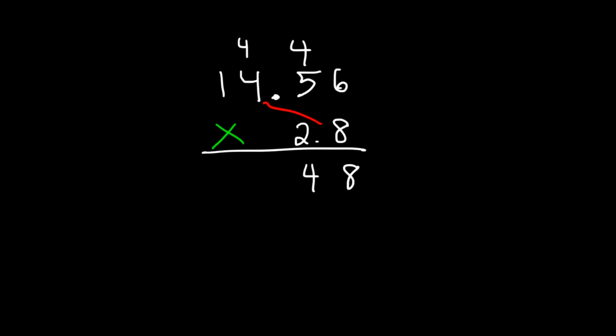And then 8 times 4 is 32, plus 4, that's 36. So let's write 6, and then carry over the 3. 8 times 1 is 8, plus 3, that's 11. So now let's get rid of these numbers.